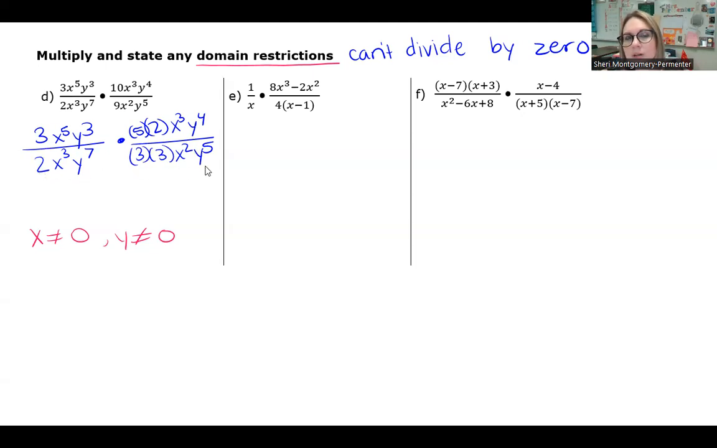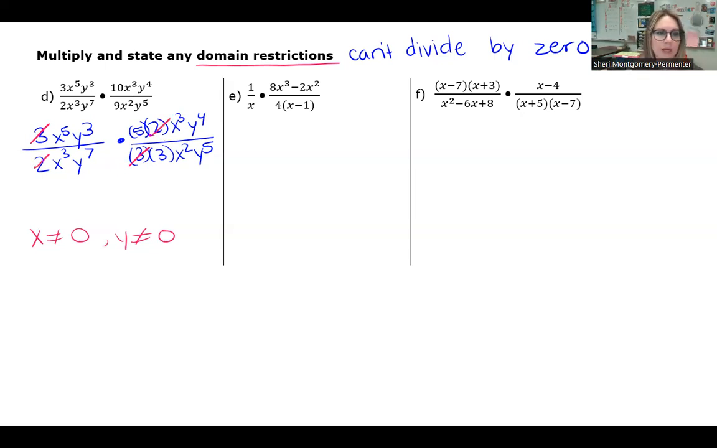There's no other 3s on the bottom? There are. Is there any 5s on the bottom? No. Are there any 2s? Yeah.